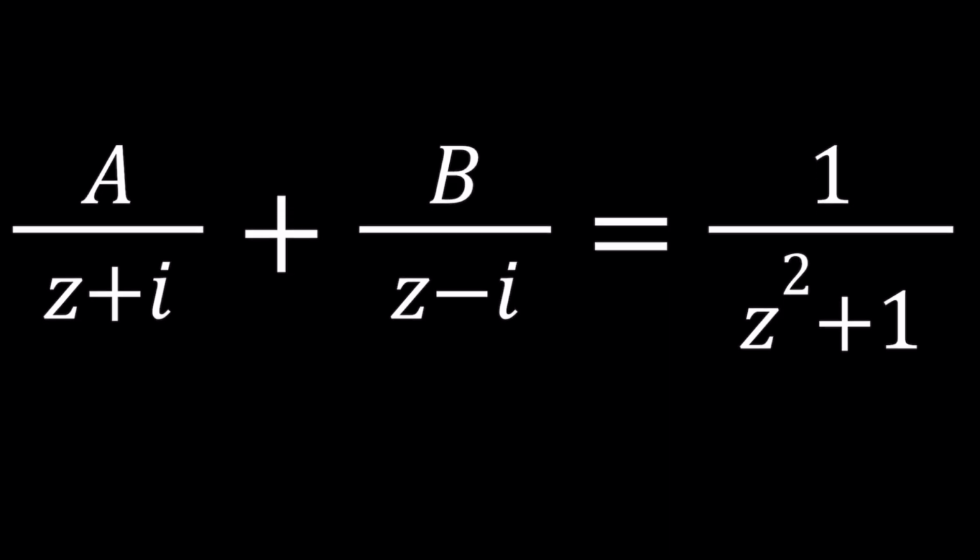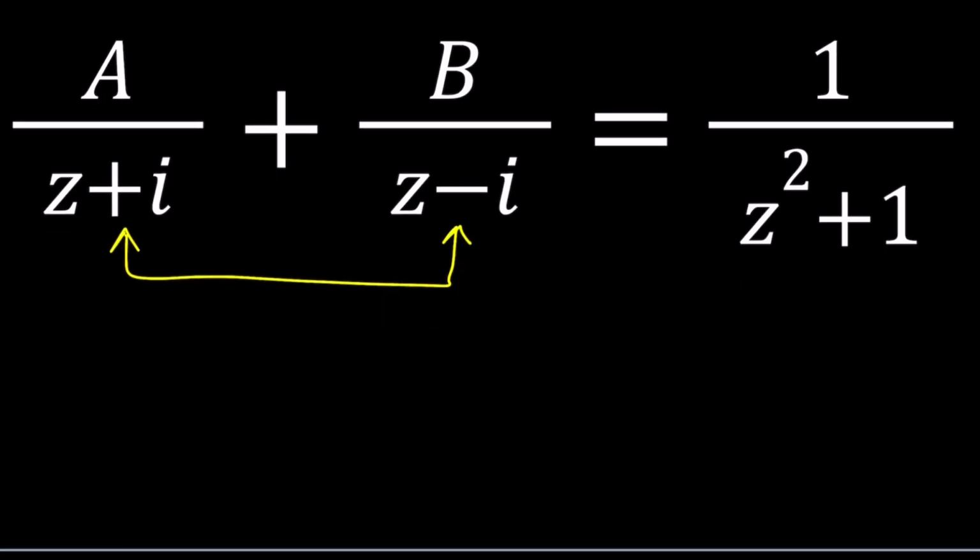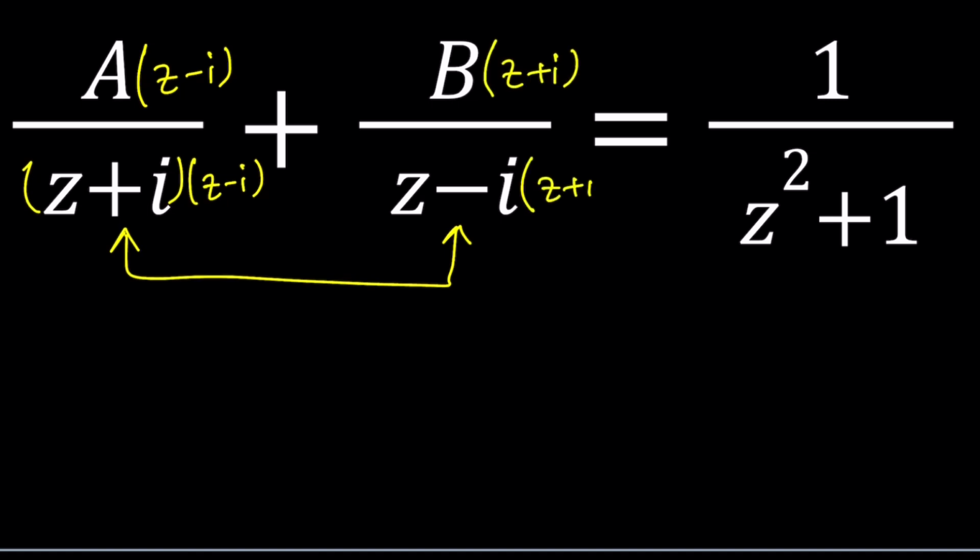So to be able to solve for a and b, I'll make a common denominator. Hopefully you notice that if you multiply these two things, from sum of two squares, we get z squared plus 1, right? Okay, great. So let's go ahead and make a common denominator then. Just multiply this by z minus i and this one by the same thing, and multiply this by z plus i and the same thing here. And then we get the following.